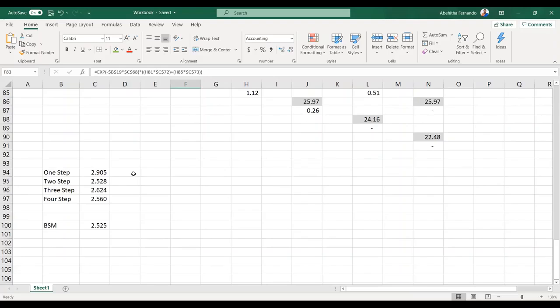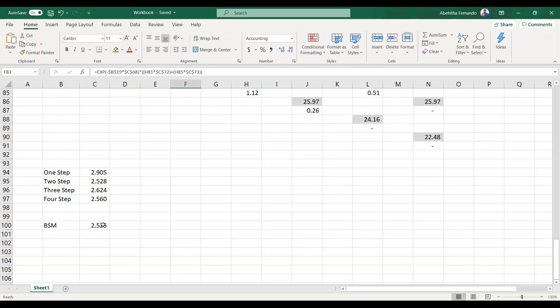So if you use this, compare these answers. Under 1 step, you will get an answer of 2.905. 2 step, if I take it to 3 decimal places, I get 2.528. And 3 step, again, a higher value. So you learned in the lecture that for odd numbers of steps, you get a higher value, and for even numbers, you get a lower value. So 1 step, you get a higher value of 2.905. 2 step, you get 2.528, which is a lower value. Again, for 3 step, you have a higher value, which is 2.624. Again, for 4 step, you will end up with 2.56.